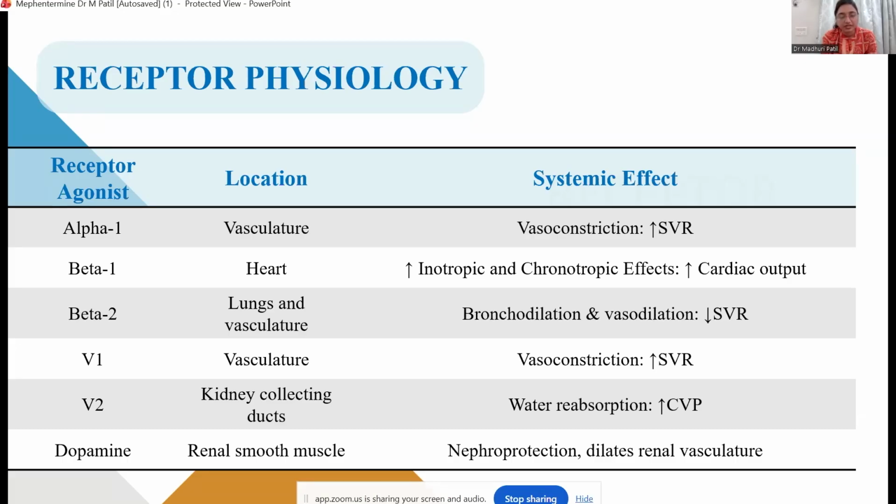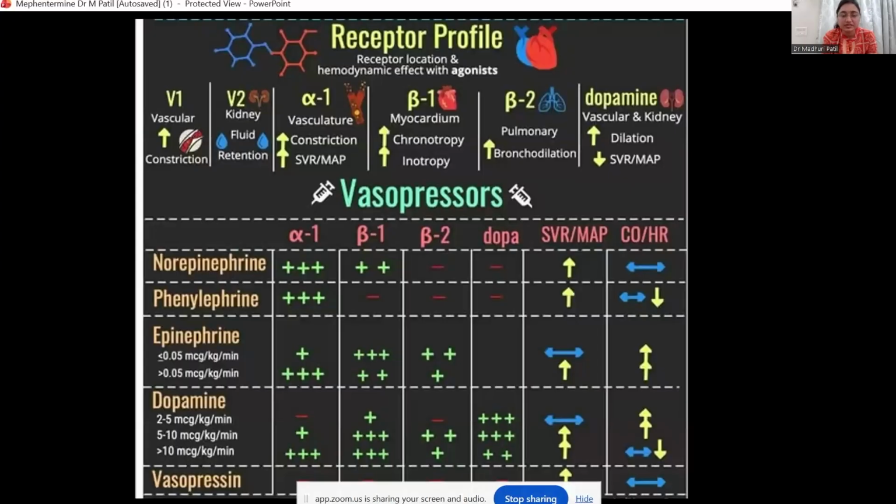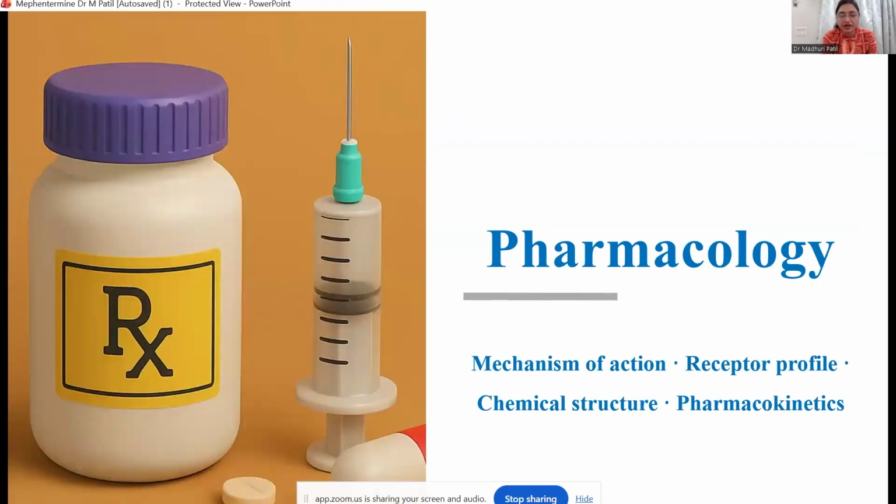V2 receptors are located on kidney collecting ducts, which causes water absorption, and eventually an increase in CVP. Dopamine receptors are located on renal smooth muscles. The systemic effect is nephroprotection, dilating the renal vasculature. This is the pictorial presentation of receptors. Now we will see the pharmacology: the mechanism of action, receptor profile, and pharmacokinetics and pharmacodynamics of methamphetamine.